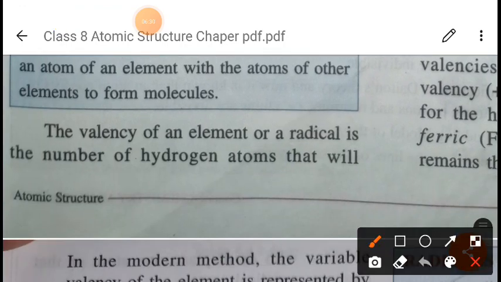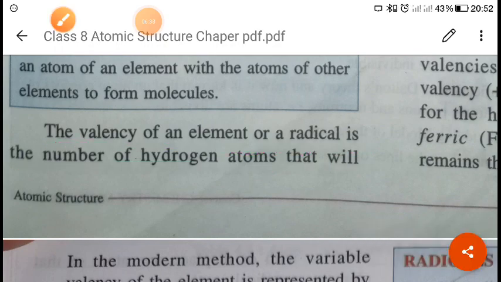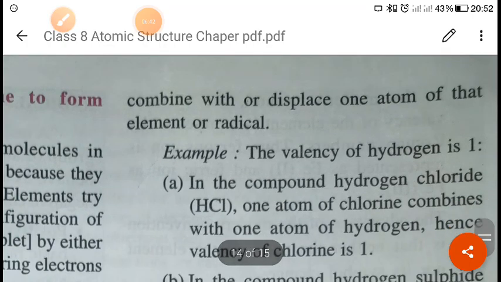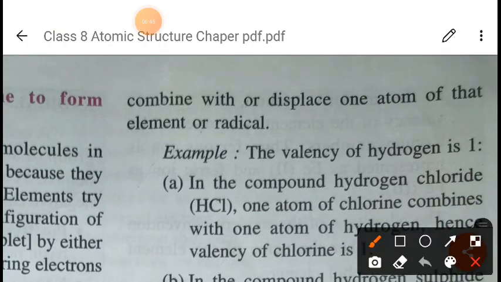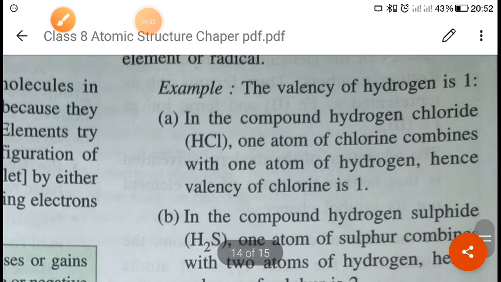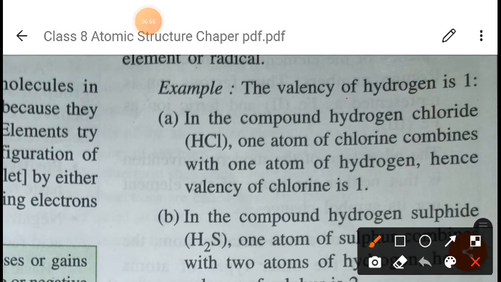Now next is, the valency of an element or a radical is the number of hydrogen atoms that will combine with or displace one atom of that element. Radical, okay, we will discuss this now. First example is given, valency of hydrogen is 1.